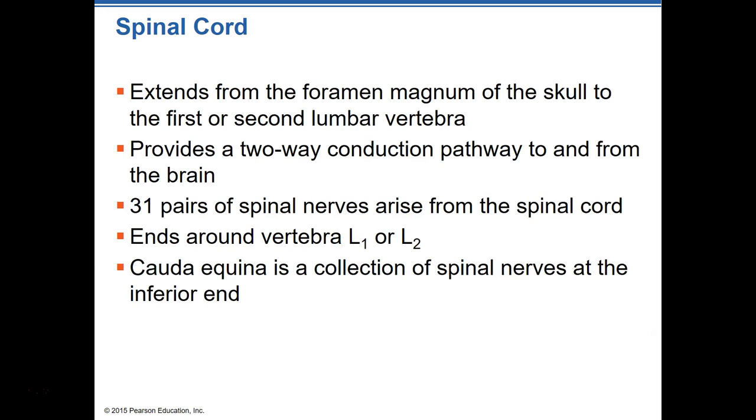So, spinal cord. The spinal cord extends from the foramen magnum of the skull to the first and second lumbar vertebrae. 31 pairs of spinal nerves arise from the spinal cord. And the spinal cord actually ends around lumbar 1 or 2, and it branches out into the cauda equina. It's called the cauda equina because it looks like a horse's tail.